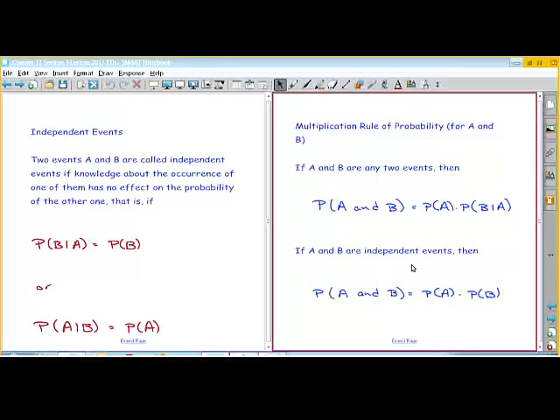The guy's ability is not based on what he did on the previous shot. It's dependent upon his skill level. So those will be shooting free throws. We're going to consider them to be independent events. So the probability of 2 events happening, A and B happening, is the probability of event A happening times the probability of event B happening.